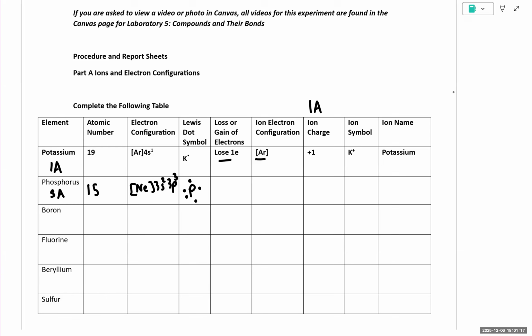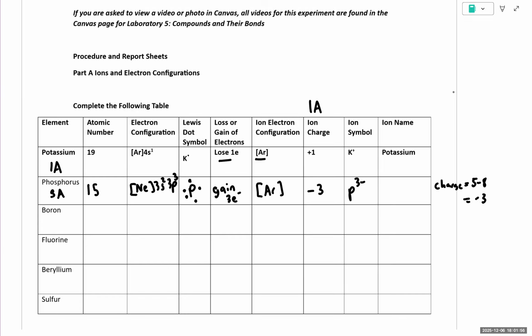Generally, for nonmetals, they prefer to adopt a charge equal to the group number minus 8, or -3. In order to reach a noble gas configuration of 8 valence electrons, phosphorus needs to gain 3 electrons. So phosphorus as a nonmetal prefers to gain 3 electrons to reach a noble gas configuration. This gives us a noble gas configuration of argon, and this gives a predicted ion charge of -3, giving us phosphorus 3-.